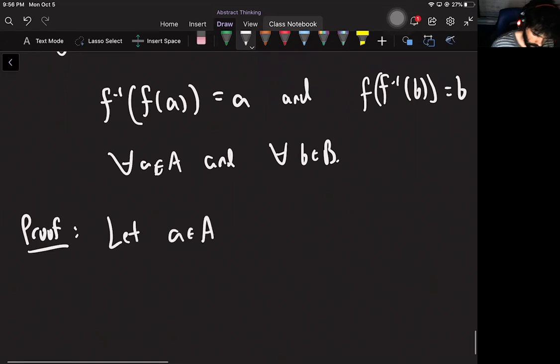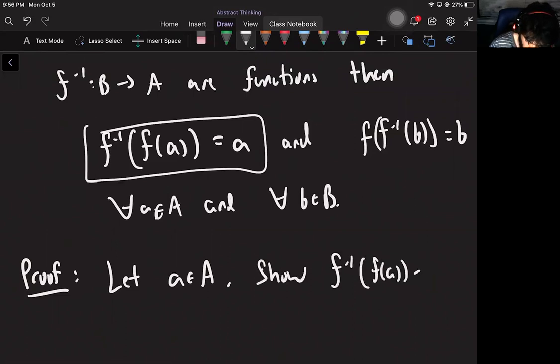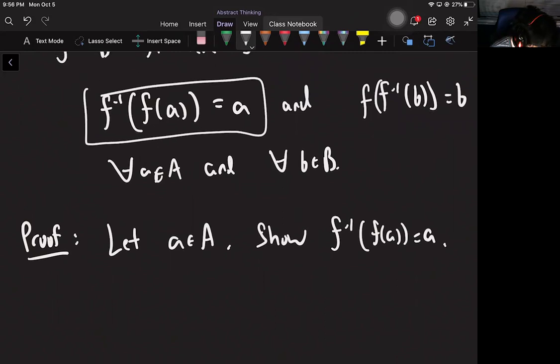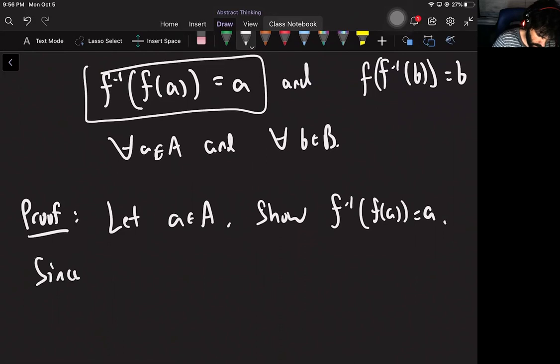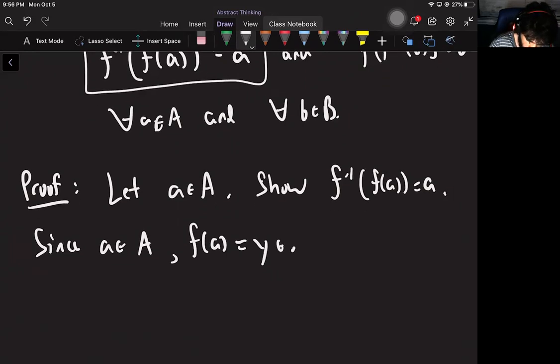Let a be in A. So I want to show that this happens. How do I do that? Well, it's sort of just writing everything out in a sort of annoying way. Since a is in A, f of a is some element of B. I'll call it y because I don't want to use the letter b, since I'm using that for later. So that's some element of B, because I sent it using f to B. I don't know where I sent it, so I'm just going to call it y.